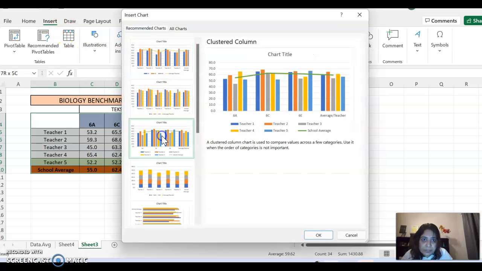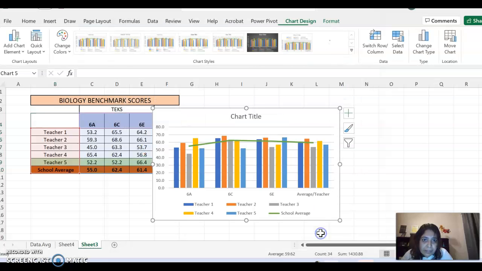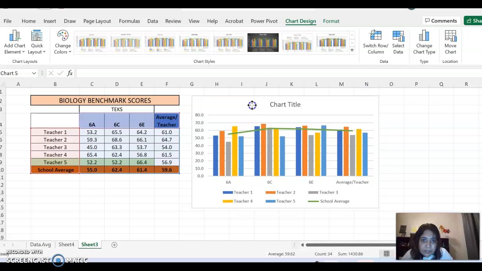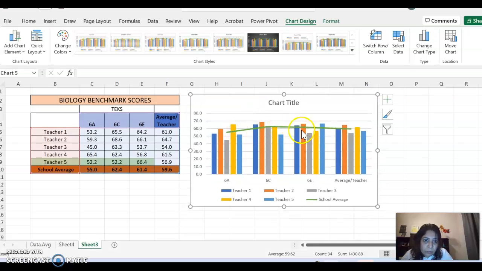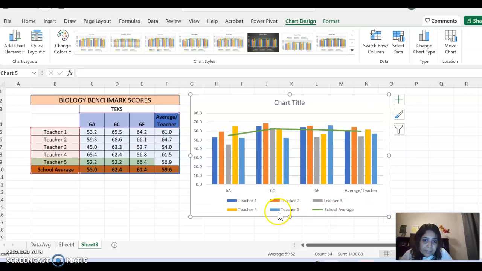And I like the third option, where we not only have a comparison between the teachers, it also gives us a trend line, which is the school average. So we're looking at TEK 6A, and teacher 4 has the maximum amount of success, whereas teacher 3 had students who struggled the most. In 6C, teacher 2 had students experience most success, whereas teacher 5 had some trouble. And likewise in 6E, both teacher 3 and 4 performed below average and the others were above average.